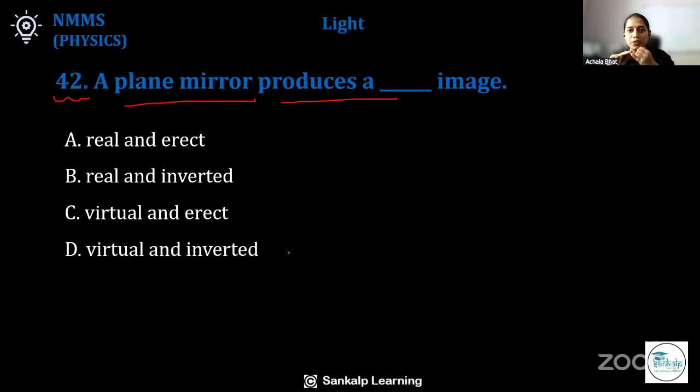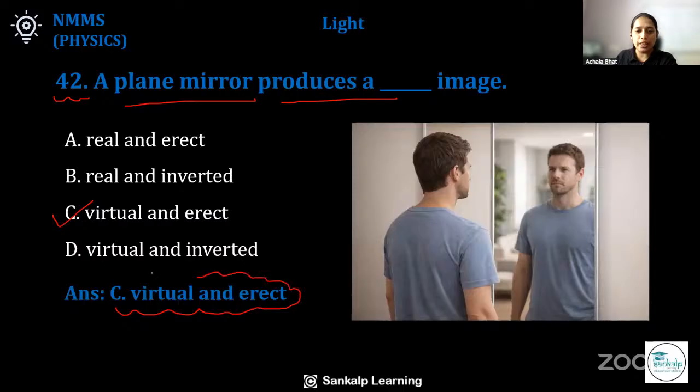Remember, real and inverted is a combination. Virtual and erect is a combination. Now, erect means the image should be virtual. Therefore, option C is correct. A virtual and erect image is formed. Virtual image means we cannot obtain that image on the screen, which means the light rays are not physically intersecting. They appear to diverge from some point, but they are not actually converging.